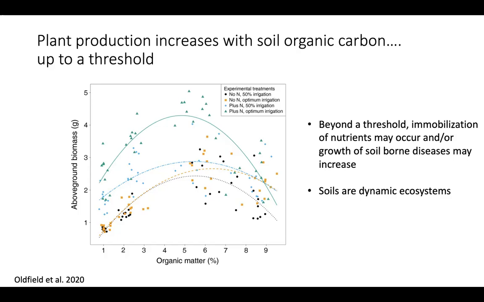Increased soil carbon is often attributed to increases in plant production, but we're still figuring out what the potential thresholds are. So this is a nice paper from Oldfield and others that show there might be a threshold point above which there's kind of a tapering out of the increase in plant production. So as we increase in organic matter, we might not always see linear increases in plant production. That might stabilize over time. And again, soils are a dynamic ecosystem. So this can be because of immobilization of nutrients or enhanced growth of soil diseases like fungal pathogens.